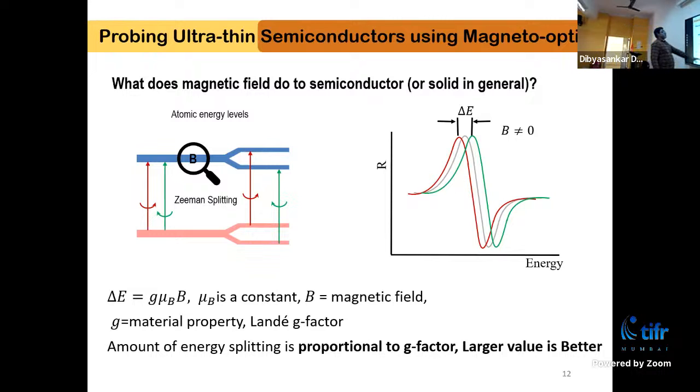Sorry, I should have mentioned that this is reflectivity. So this is energy, this is reflectivity. Okay. So just take my word that more g is better. For a given field, if you have more g, this is better for us. I will explain why it is better in the very last slide.